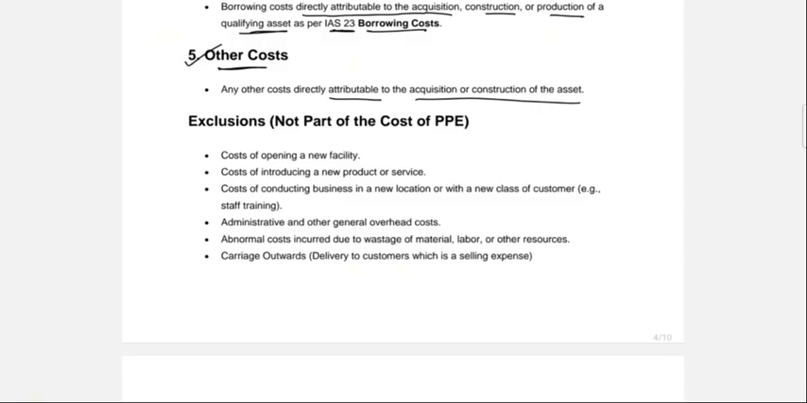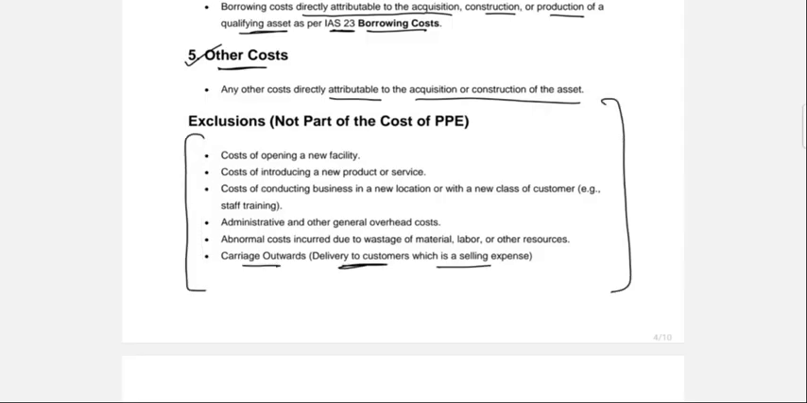However, there are going to be some costs that are not going to form part of property, plant, and equipment. If you go through these costs on your own, you will understand that these are going to be the normal business operating expenses for the entity. You do not need to capitalize these costs because they do not necessarily bring the asset to its working condition and location. These are just normal routine business costs that an entity might incur, which have nothing to do with the acquisition of the asset.